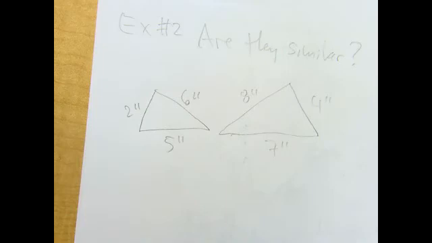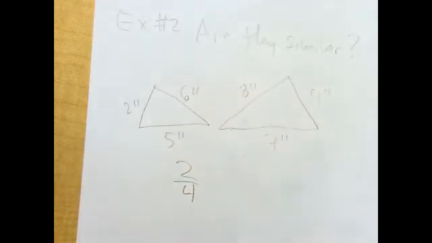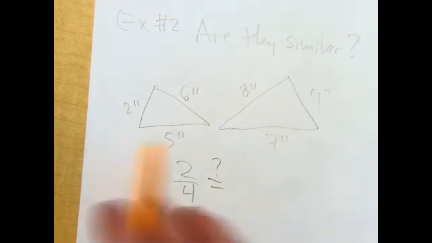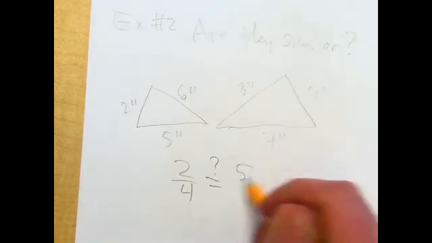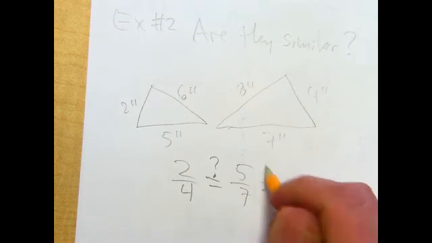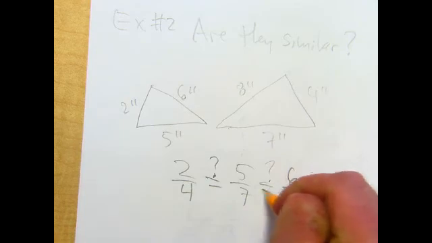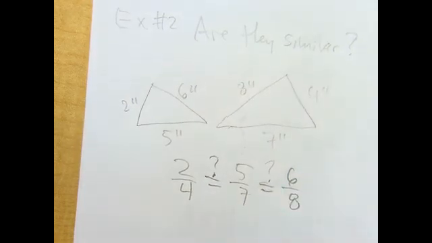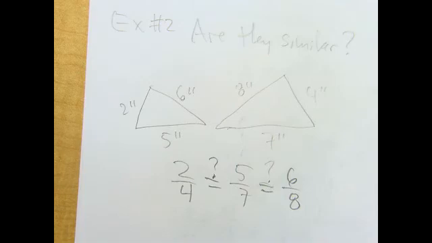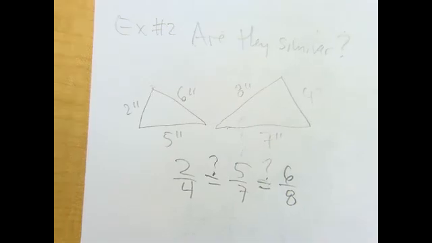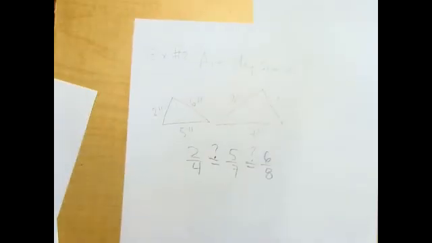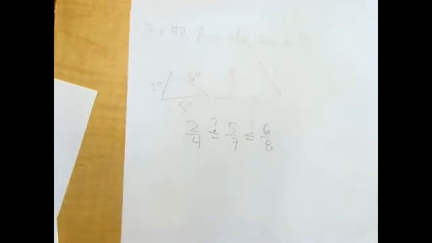I'm just going to use a proportion actually, and just say, hey, 2 over 4, that fraction, is that equal to 5 over 7? This is a question mark. And then is that equal to 6 over 8? Okay, are those equal? Tried to trick you. Did they trick you? Are those equal fractions? They're not, okay? They're not.